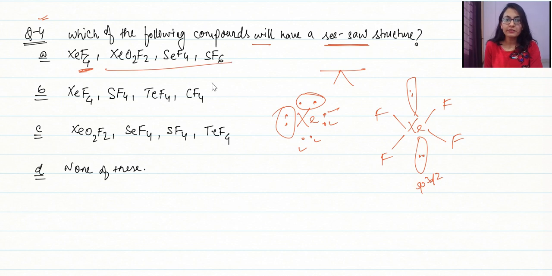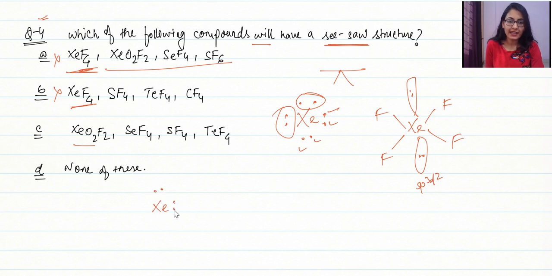So we are not going to see further ones, because in whichever option there is XeF4, we are directly going to cross that. Why? Because we have confirmed that XeF4 is square planar. It is not a seesaw. Now let's move on. XeO2F2.